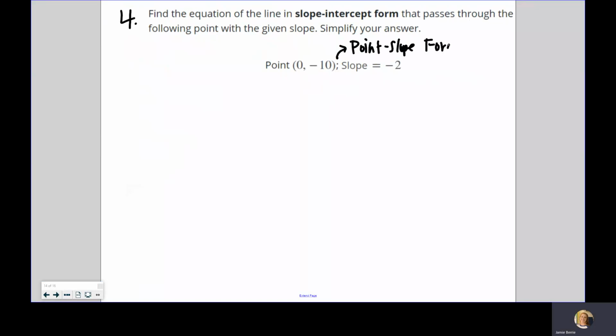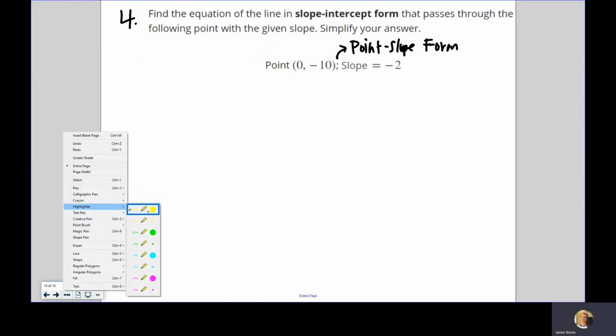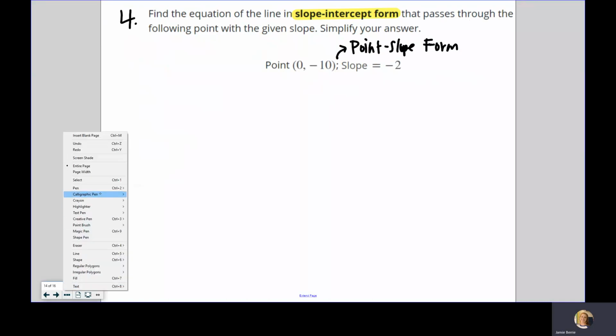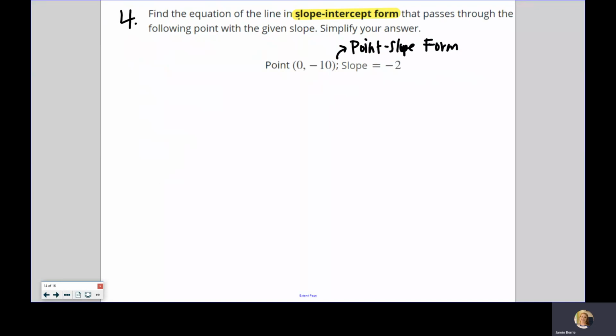Now, what this part up here means is just, all that means is just get y by itself when you type in the answer. So that's all that means. All this is telling us is to get y by itself when you type in the answer.